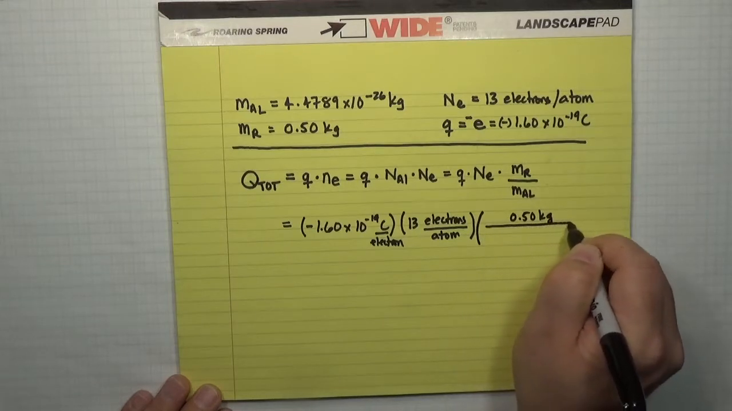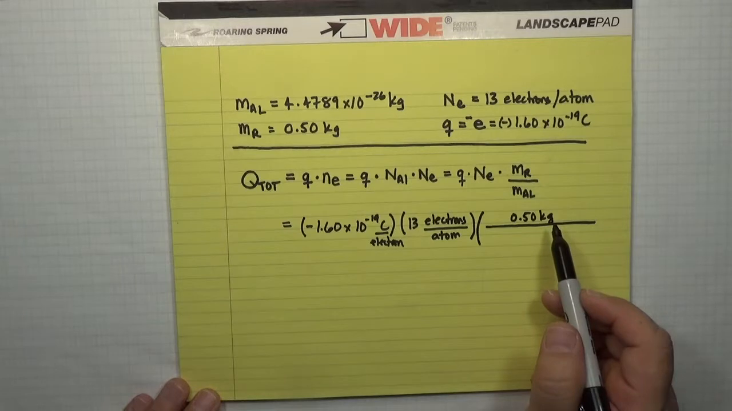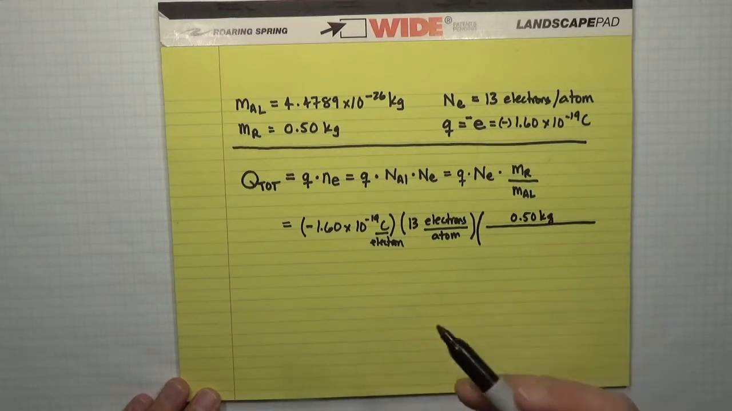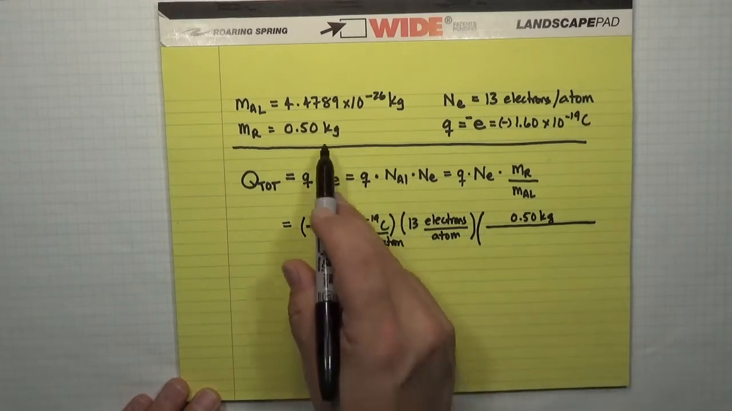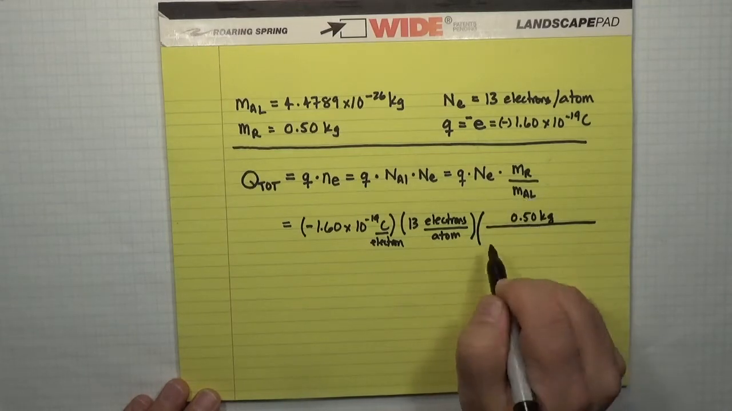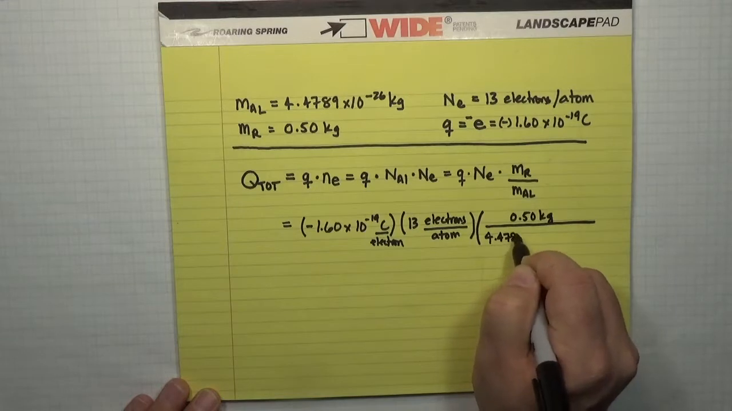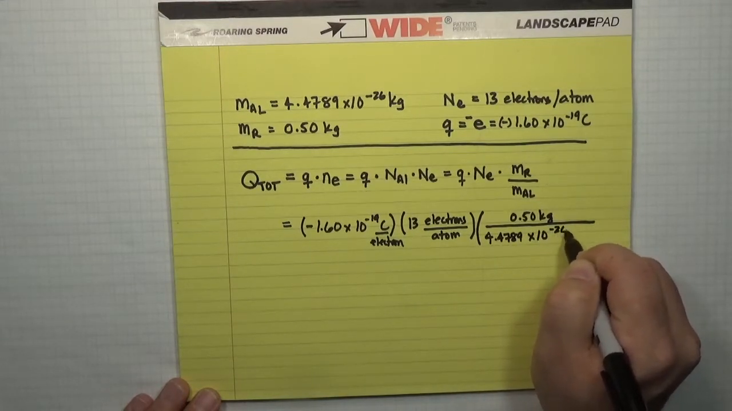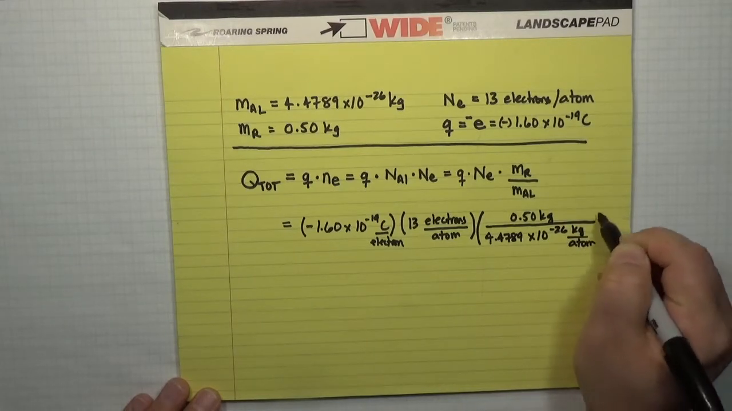Just as we've been doing all along through physics, I always convert everything into pure SI units. So we were given the mass of the ruler in grams, but I know I want everything to cancel out and be consistent with constants I use. So that's why up here I converted to SI units. And then the mass of a single aluminum atom is 4.4789 times 10 to the minus 26 kilograms per atom.